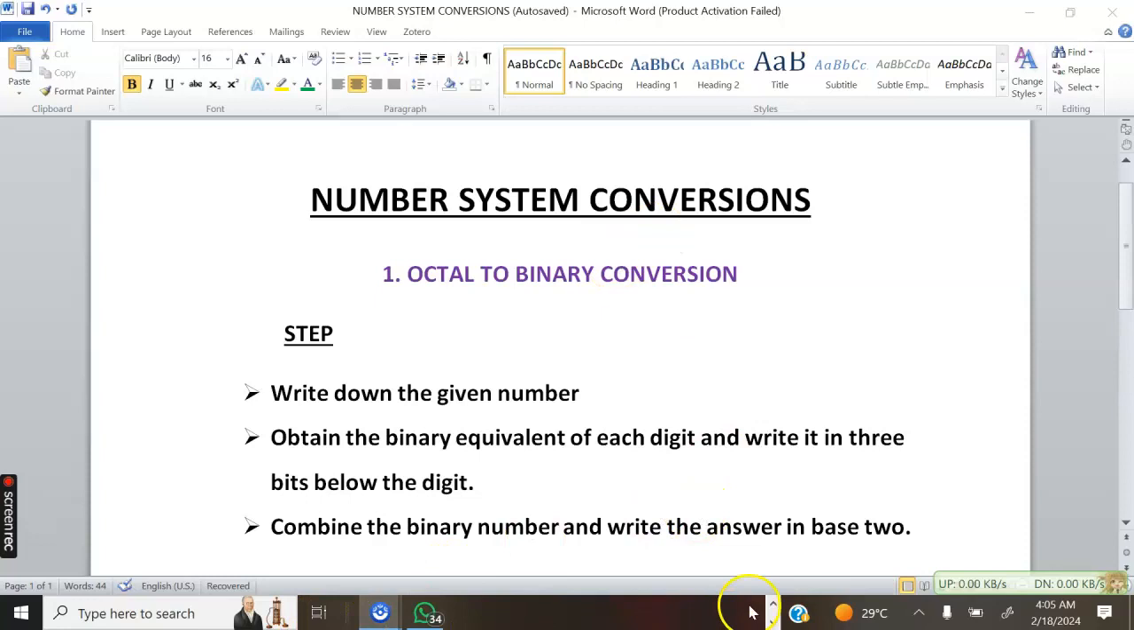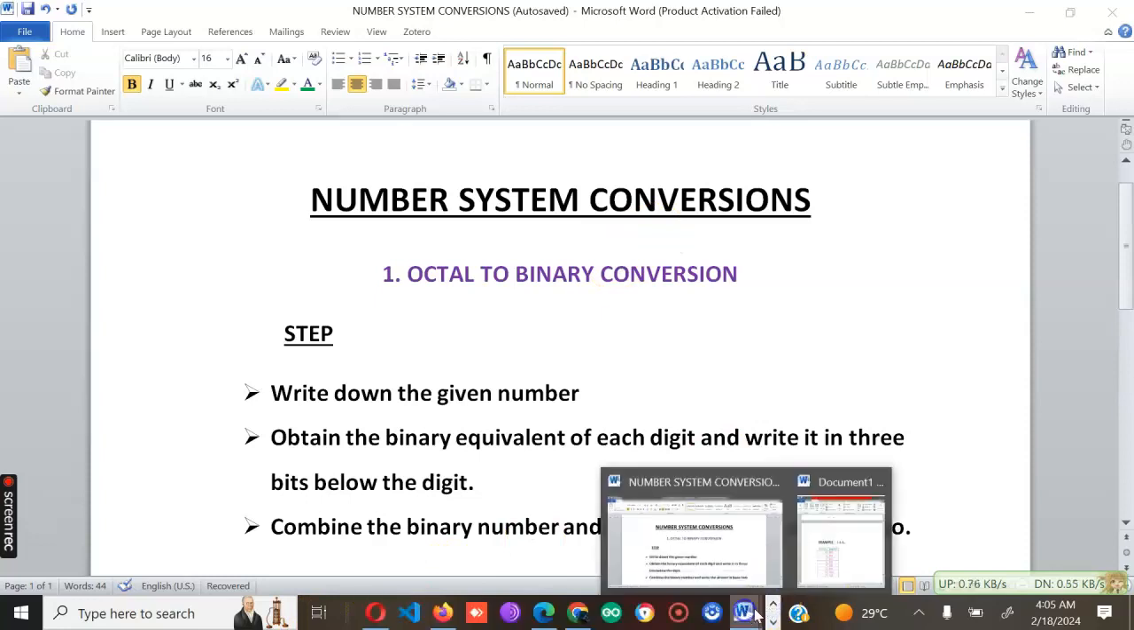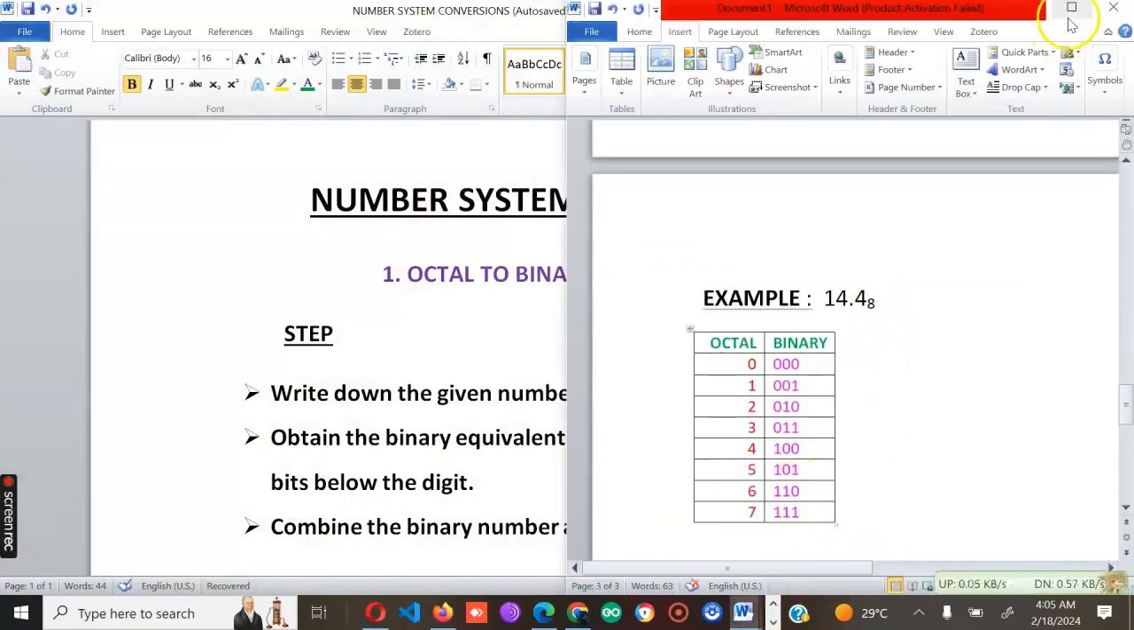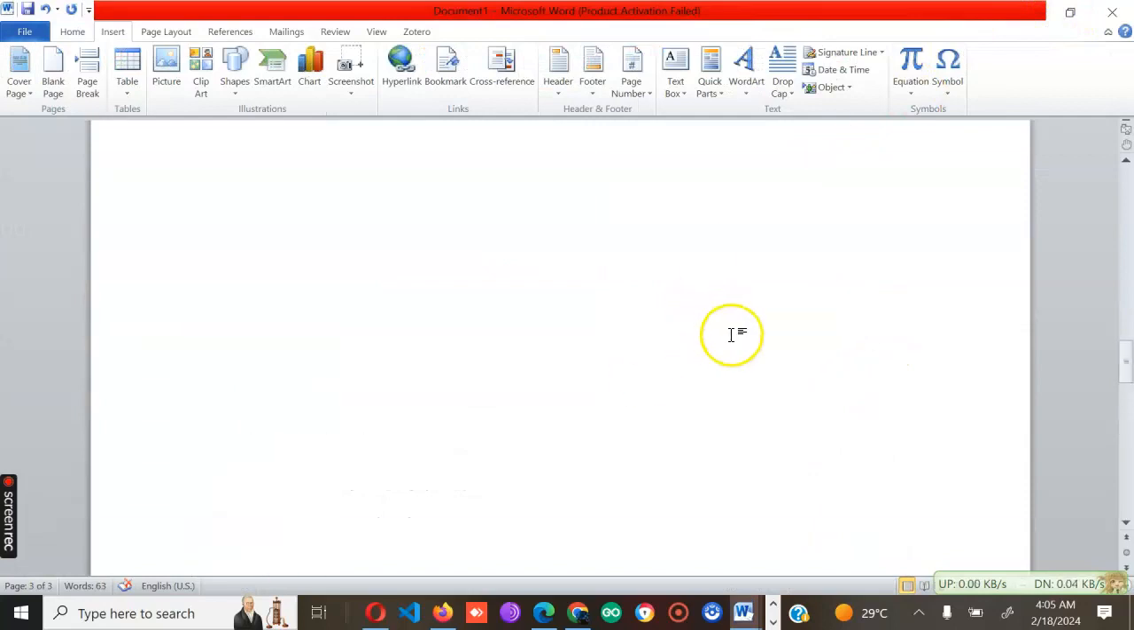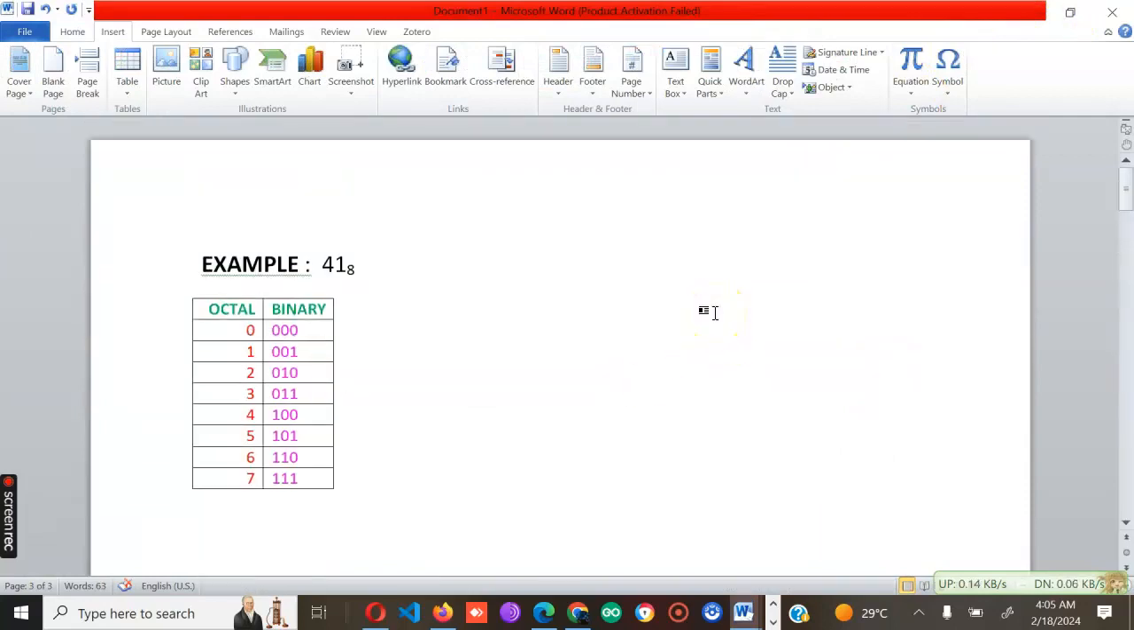Okay, let's move to the actual example. So this is my example where we have 41 base 8. This is an octal number, and we need to convert it to a binary number. Remember the rules. This is my conversion table, so you need to be conversant with this one.